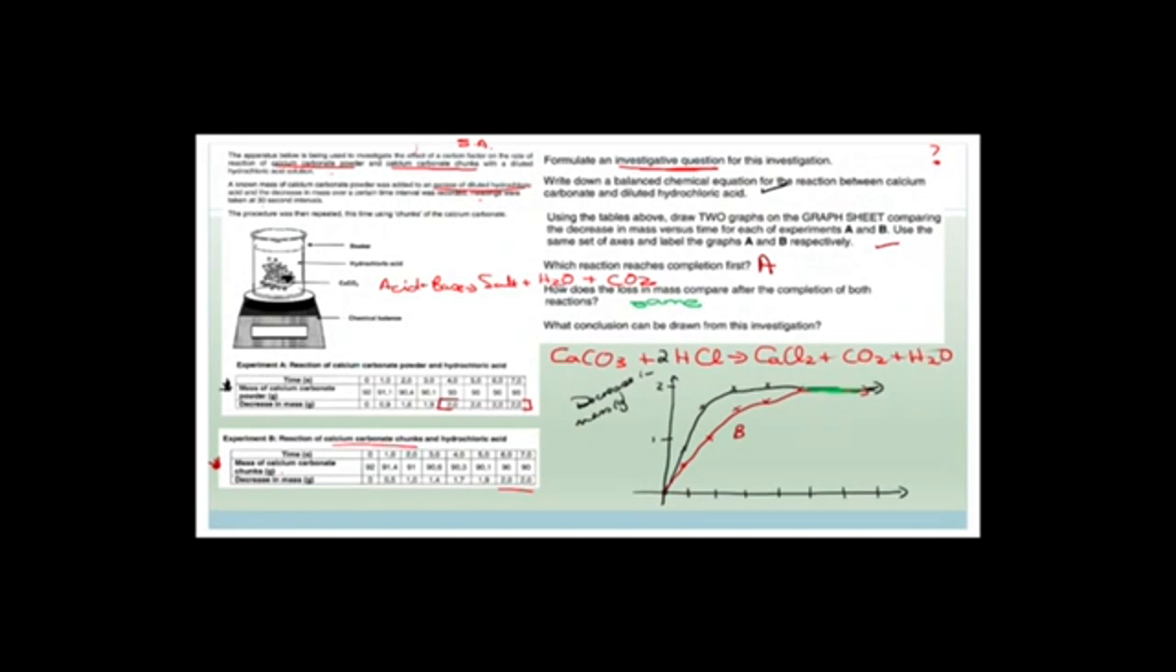And how do we know that? Because it says, a known mass of calcium carbonate powder was added, okay? The point is that the procedure is then repeated using chunks of calcium carbonate, and it's got excess dilute hydrochloric acid. So there's more than enough hydrochloric acid. So what has been used up is the calcium carbonate.